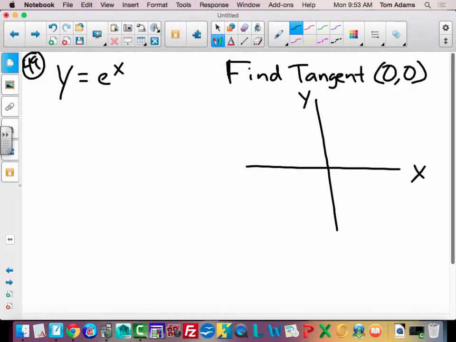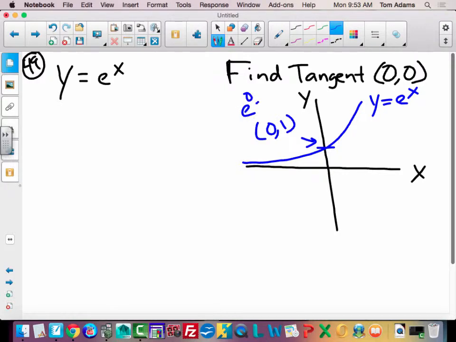The reason for that is normally e to the x has a y-intercept. Let me write this down before I get ahead of myself: e to the x. The y-intercept for e to the x is actually at 1, because e to the 0 is equal to 1. And so what they're really asking us is to find or write the tangent line of the curve that passes through the origin.